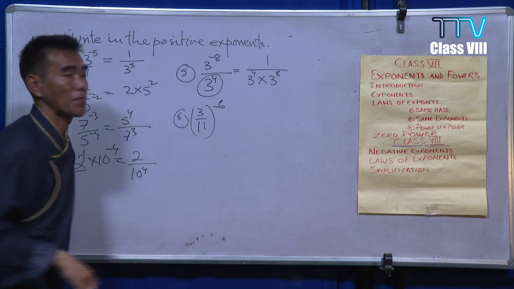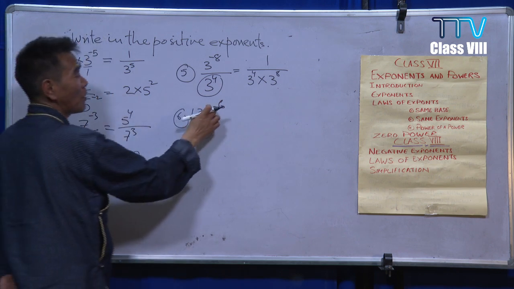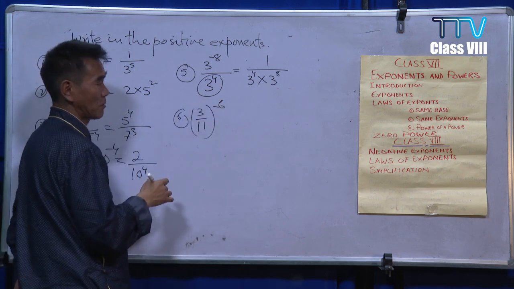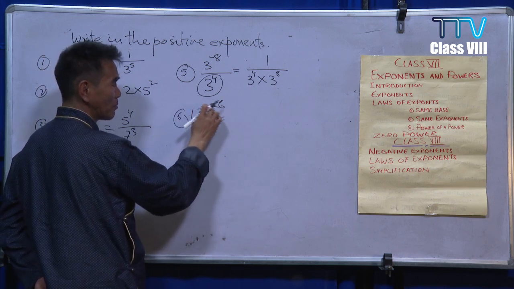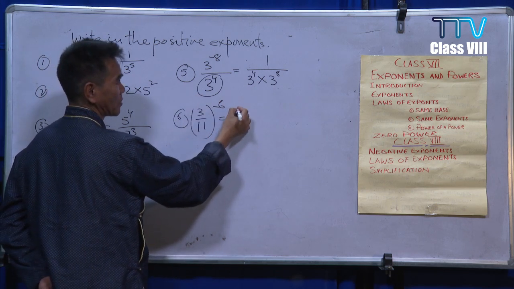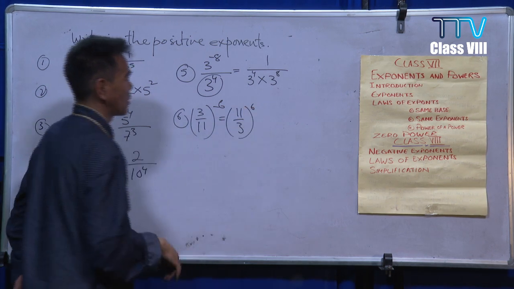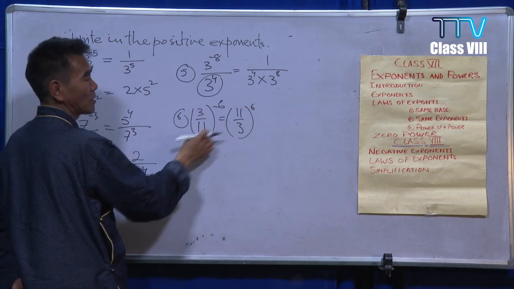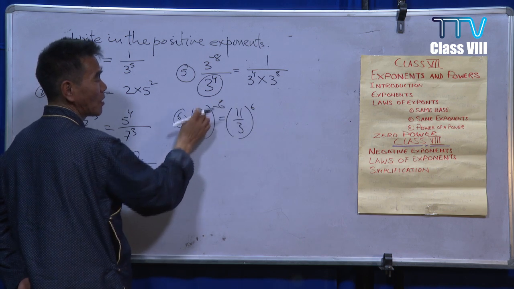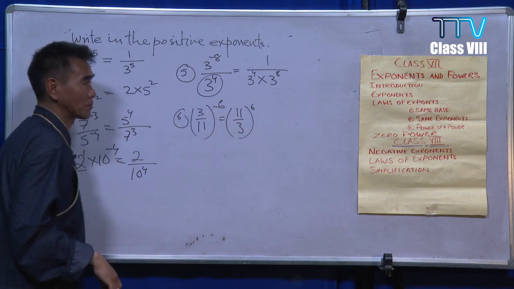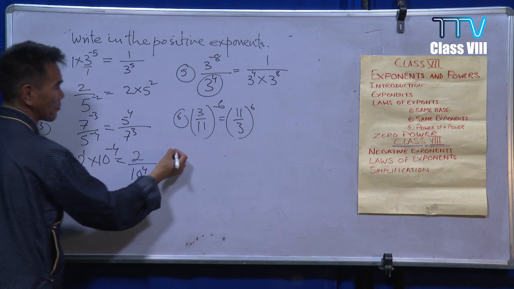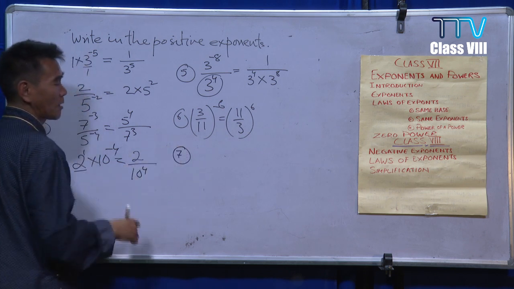Negative 6. Power negative 6. Denominator power negative 60. 3 power negative 60.